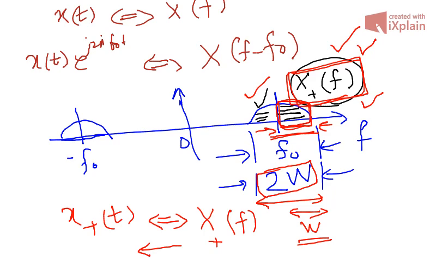This signal can be transmitted, and it would transmit all the information of x of t, and its bandwidth is less than x of t. It's half of x of t, you can say. So we would be interested to find out this signal.